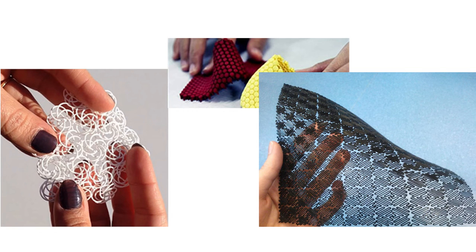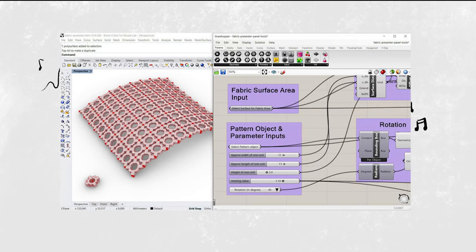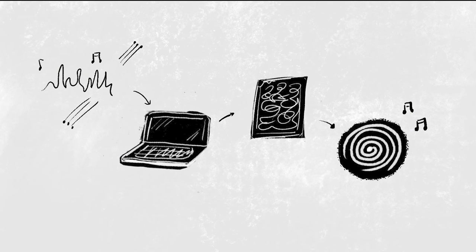What if I use sound to generate textile patterns? So the core idea becomes we input some sound, then we can use software like Grasshopper to generate the pattern. We can then use 3D printing to print the pattern out.